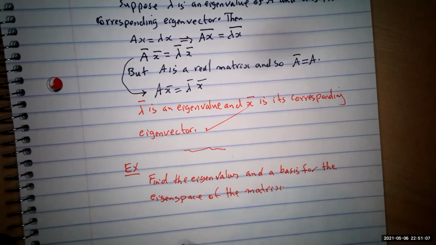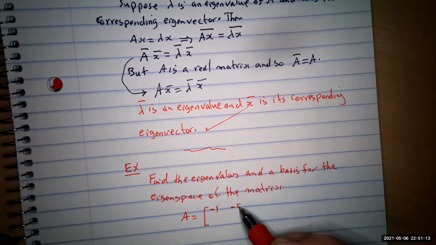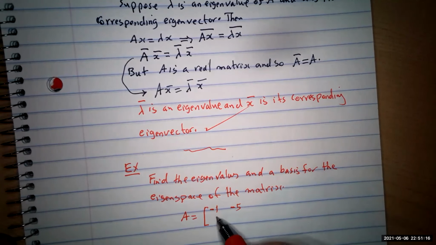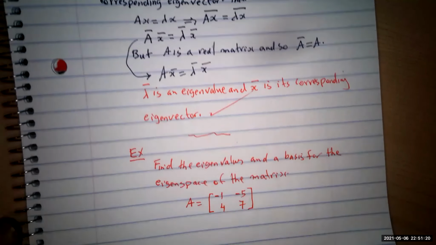So what is that matrix? Matrix A is equal to, there you are. The matrix is -1 and -5, and we have 4 and 7. That's it.